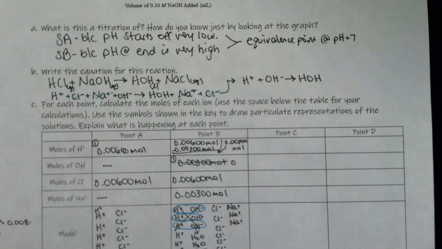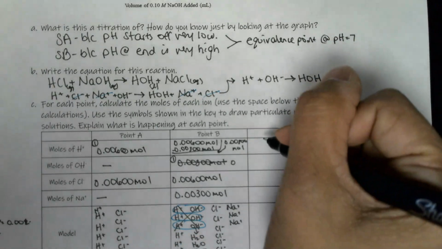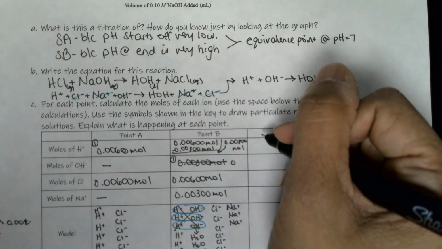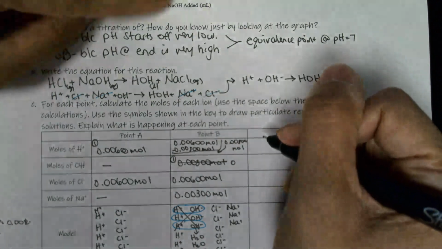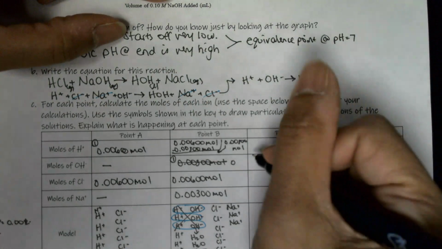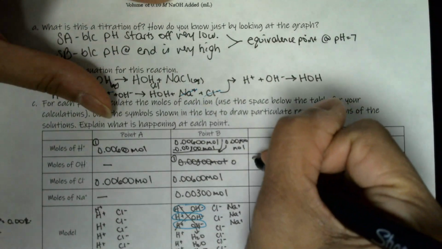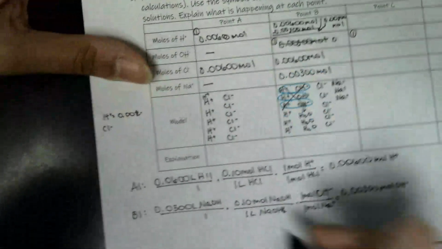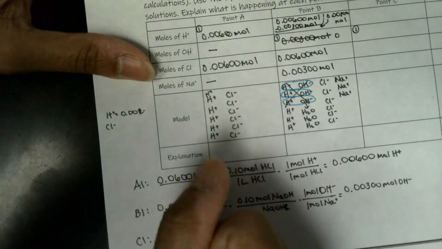All right, we're going to do the same thing for point C. So point C, we have a total of 60 milliliters, sorry. So I'm going to make this as 0.1. And again, I'm only changing here the Na. The Na is the only thing that's changing.